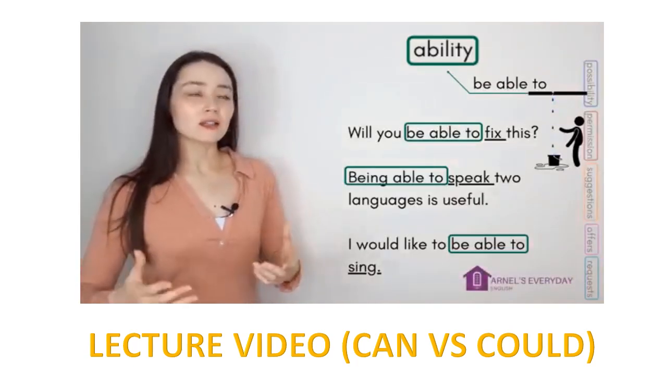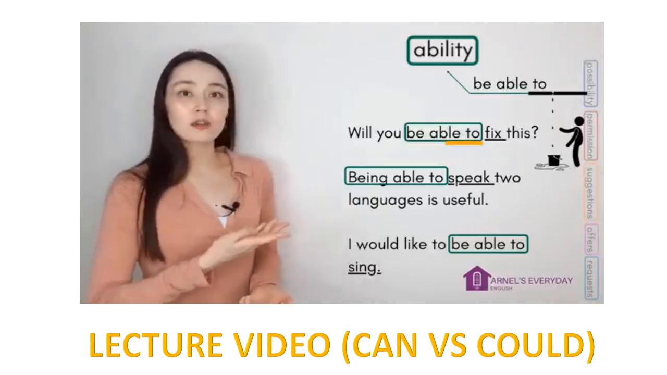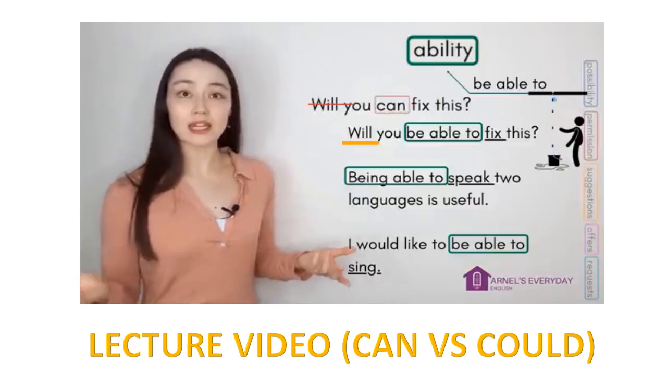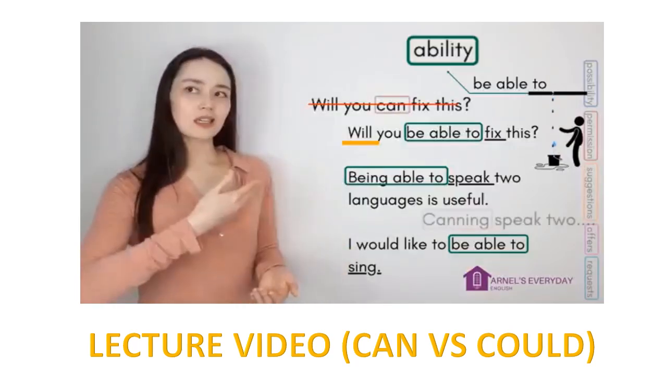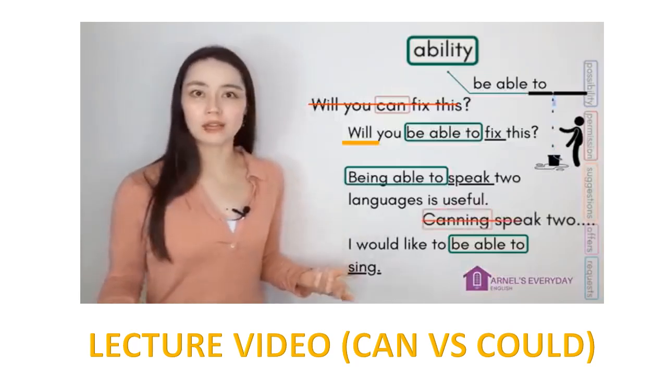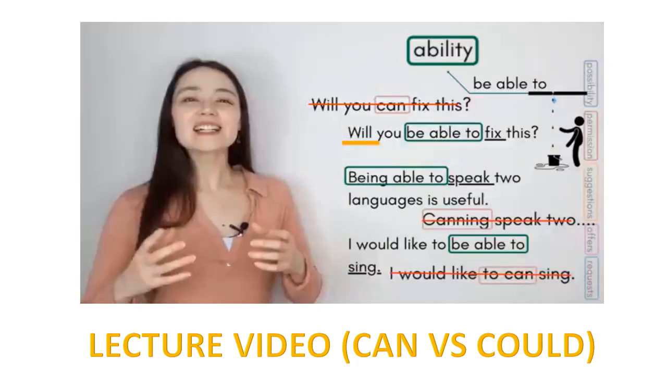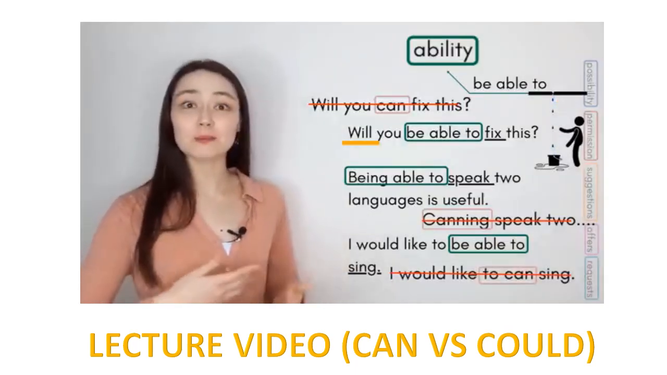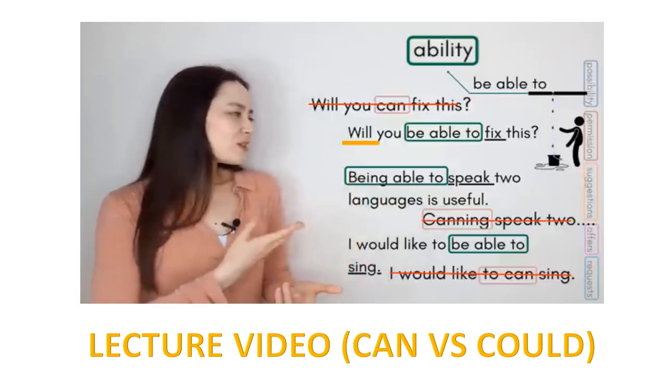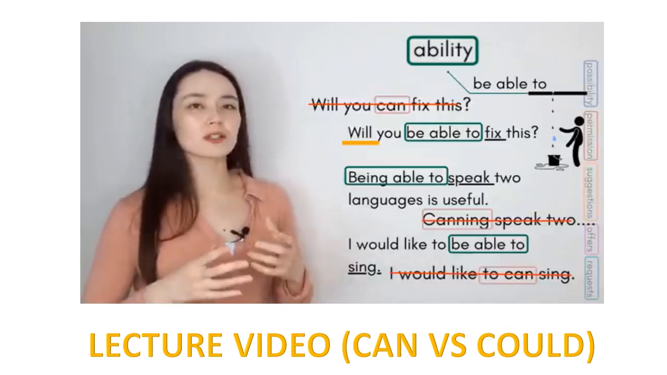You can see here, be able to gives me more options. I can use be able to with will. Will you can fix this? That doesn't work. Canning to speak 2 languages? Canning speak 2 languages? That doesn't work. I would like to can sing. So normally we use can and could to speak about our abilities and the abilities of different things. But you can see here, be able to can give you more options grammatically.